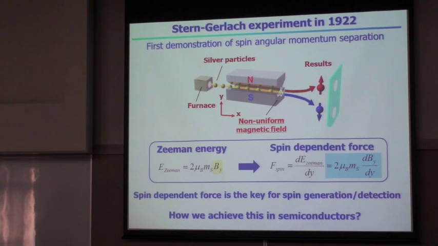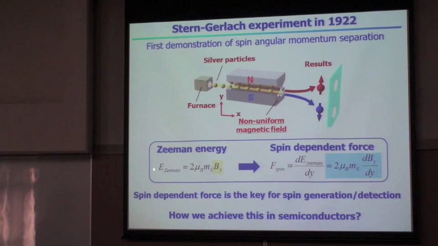So why this happened is, first, they use the ferromagnets. That means the Zeeman energy here. And this Zeeman energy is described by 2 times mu_B m_s B_y, where mu_B is the Bohr magneton, m_s is the spin angular momentum, and B_y is the strength of the external magnetic field along the y direction.